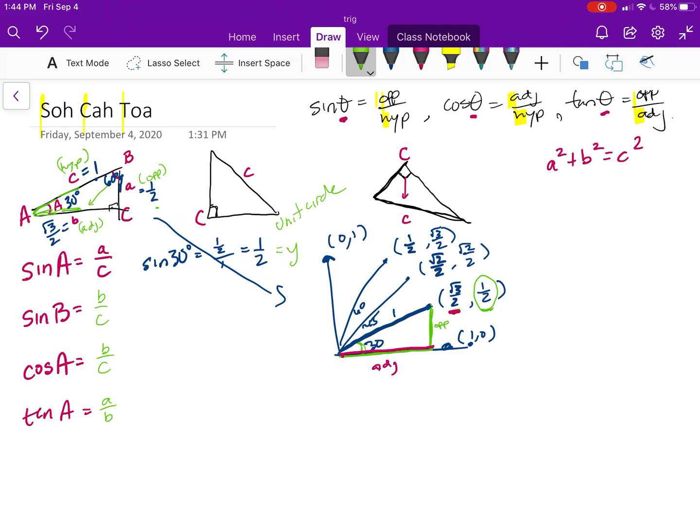Sine of b, now we're looking from the 60, we could go back to the unit circle, or now that we have these values, it's b over c. We have square root of 3 over 2 over 1. So let me go and write this out. Sine of 60 is square root of 3 over 2, again over 1, which is just square root of 3 over 2.